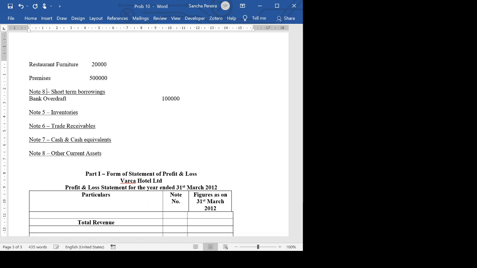This is going to be note number 8, where I'm going to show other non-current assets. Okay, and under this we are going to have preliminary expenses.